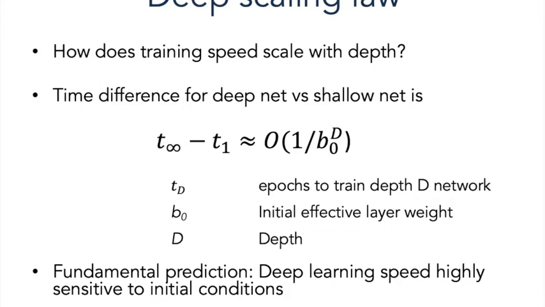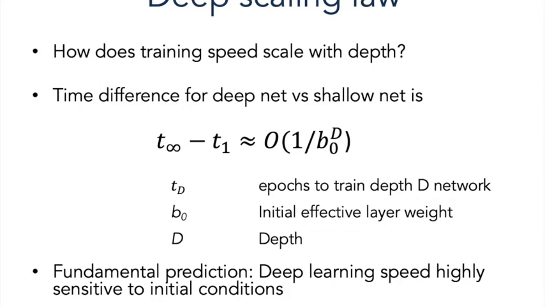Okay? So here, v naught is the strength of the weights in one of those 1D chains in one layer. And if you think about if this is a small number, then a small number raised to the power of d, you're going to learn exponentially slowly in depth. Whereas if you were able to get this parameter to be near 1, and 1 to the d is still 1, then training would be fast. So this makes the basic prediction that deep learning speed depends exquisitely on the initial conditions you use.